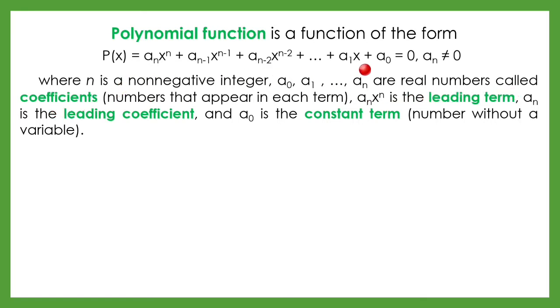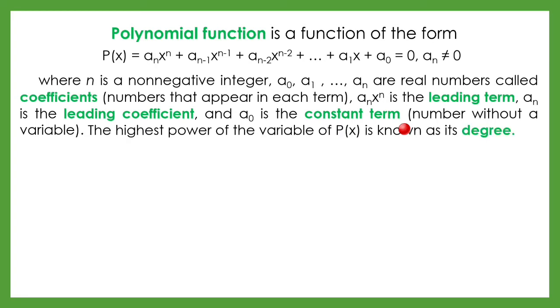So, ang tawag sa a sub 0, a sub 1, then a sub n are coefficients, the numbers that appear in each term. A sub n times x raised to n is the leading term. So, yung nauuna with highest exponent, siya yung leading term. A sub n is the leading coefficient. Yung number sa leading term, yun yung leading coefficient. And a sub 0 is the constant term. Yung number without a variable, so siya yung tinatawag na constant. Siya yung matatagpuan sa dulo ng polynomial function.